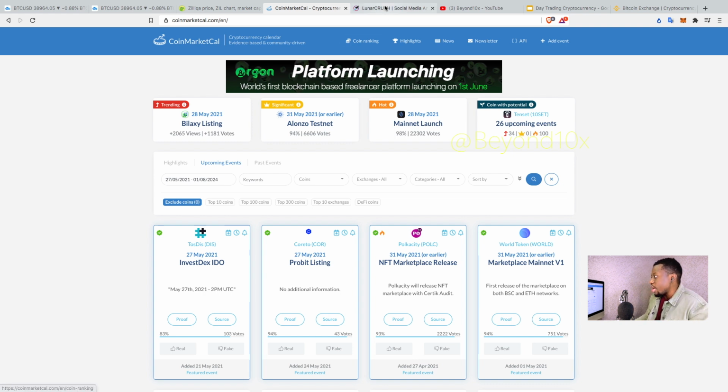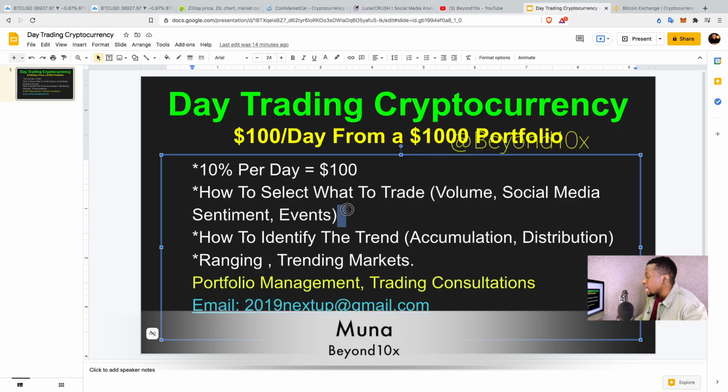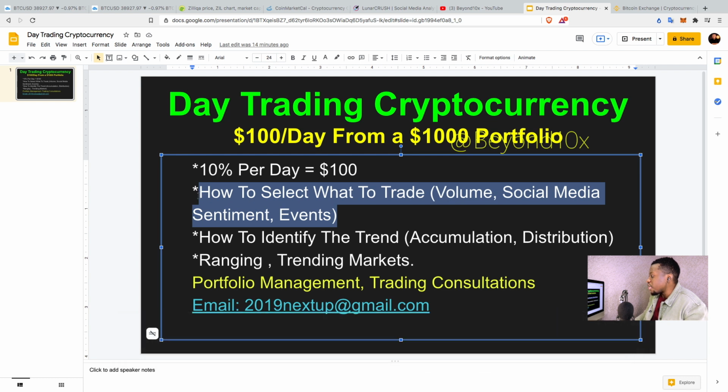So like this, you'll be able to filter out things based on a whole lot of factors, and you can have a higher probability, or a higher chance of having a win rate, just by taking a look at what's going to be happening. So this is also a very good strategy that you can implement. Okay, so that is as far as how to select what to trade.